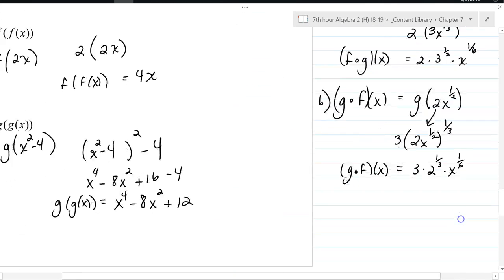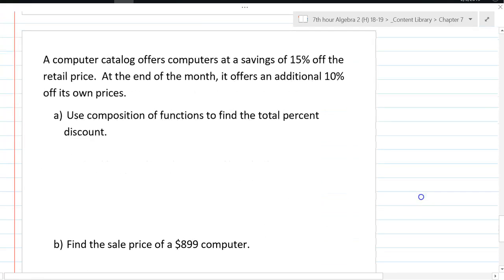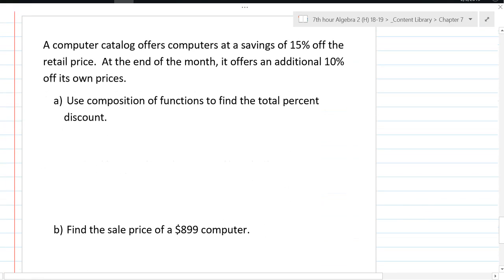Okay. And then lastly, we've got this little application here. We've got a computer catalog that offers computers at a savings of 15% off the retail price. At the end of the month, it offers an additional 10% off of its own prices. So most people who don't really understand percents would think that we're getting 25% off, but I'm going to show you how that's not true.